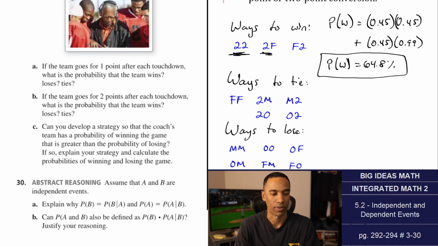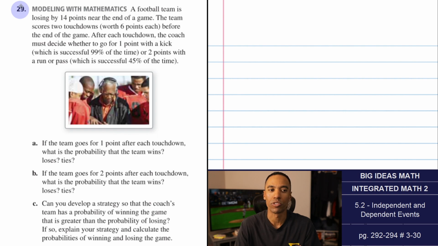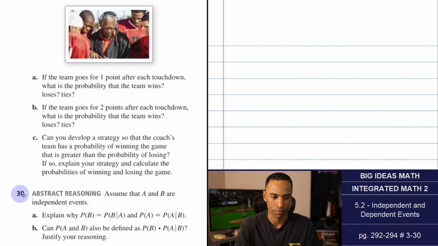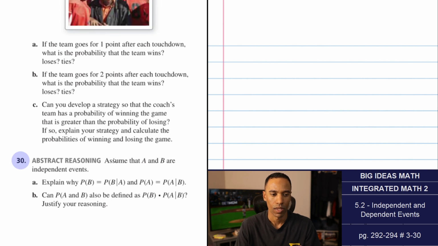All right, let's move forward. Let's do the last question. I will do another video on that, a follow-up one for you guys later. Number 30, abstract reasoning. Assume that A and B are independent events.